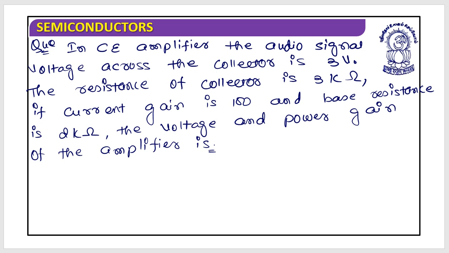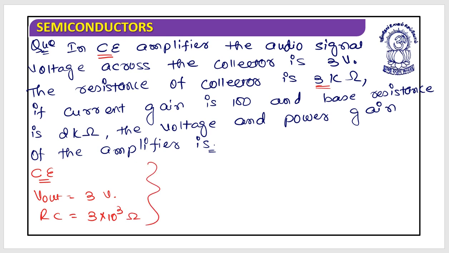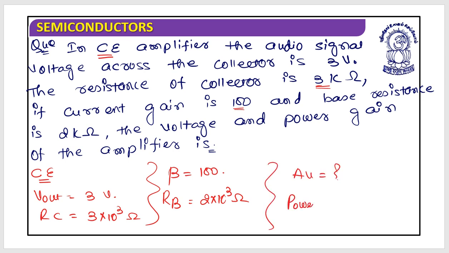Yes, this is required. They have said which amplifier? It's a CE, common emitter amplifier, has been given. The audio signal voltage across the collector, that means V out, is given, which is equal to 3 volt. The resistance of the collector, that means RC, is given, it's 3 kilo ohm, it's 3 into 10 to the power 3 ohm. And the current gain, that is beta, is equal to 100, and the base resistance RB is 2 kilo ohm, which is 2 into 10 to the power 3 ohm. The voltage gain AV and the power gain, these two are required. How will we do this?